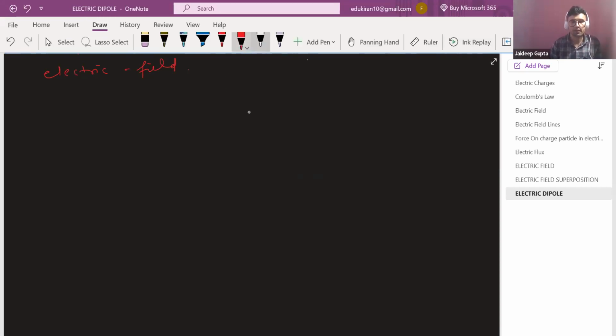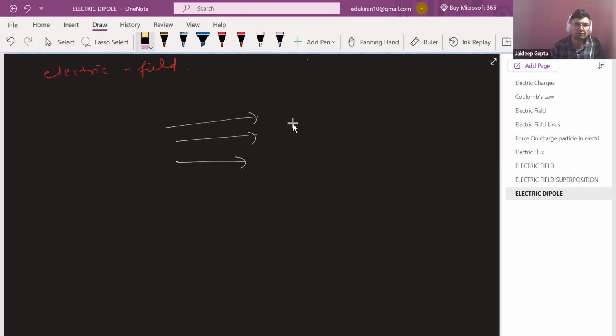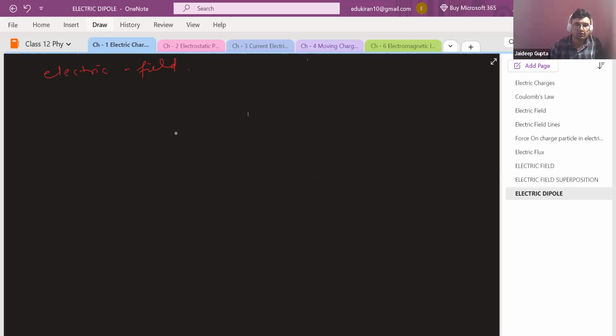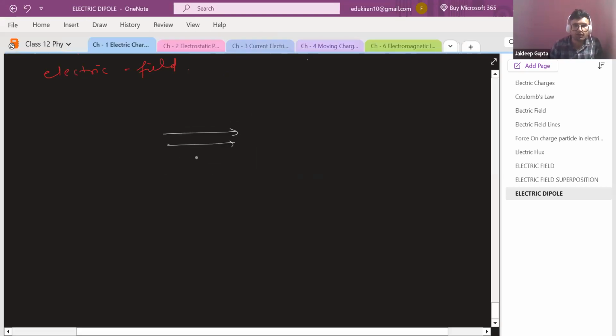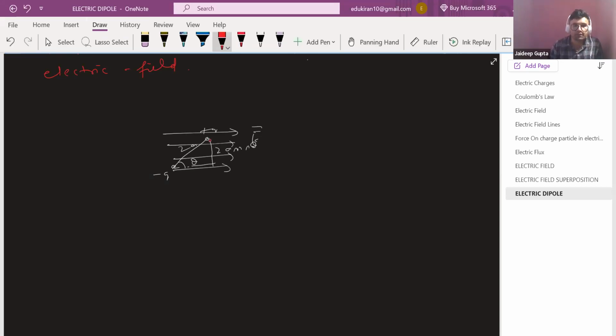So let E be a uniform electric field. Place an electric dipole, minus q and plus q, in the uniform electric field, making an angle theta with the electric field. So the perpendicular distance would be 2a sine theta. Now the force experienced in the electric field.